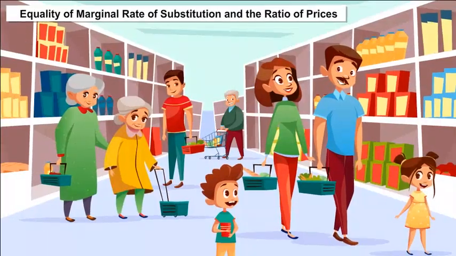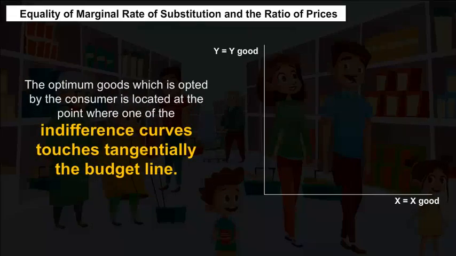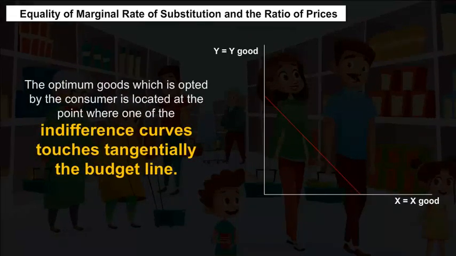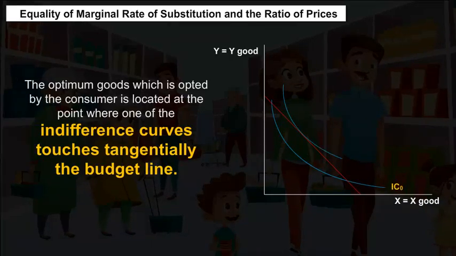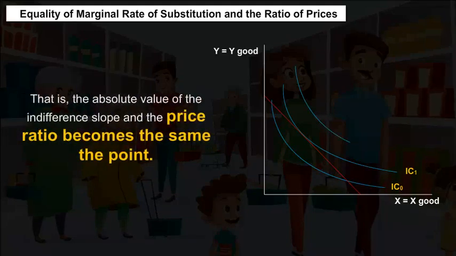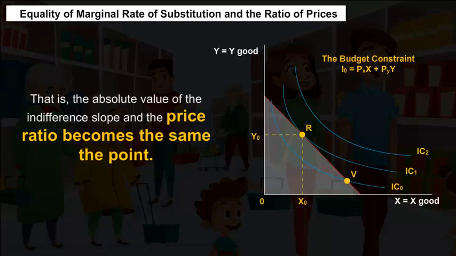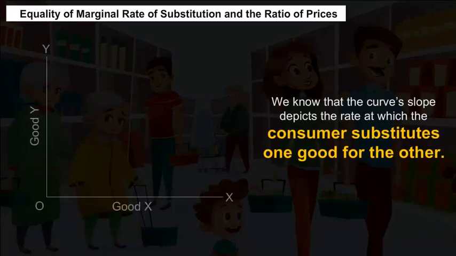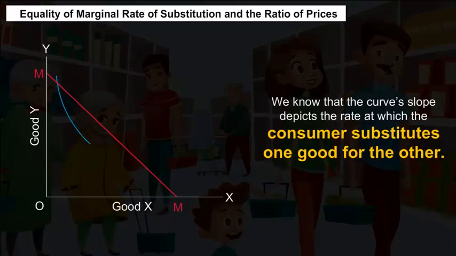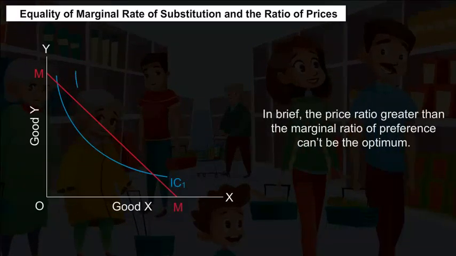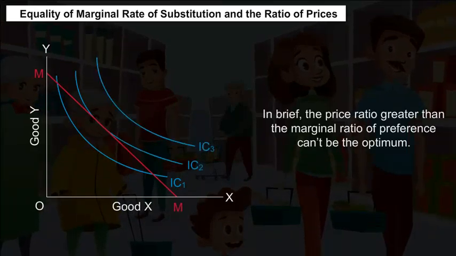Equality of marginal rate of substitution and the ratio of prices. The optimum bundle chosen by the consumer is located at the point where one of the indifference curves touches the budget line tangentially. That is, the absolute value of the indifference curve's slope and the price ratio become the same at that point. We know that the curve's slope depicts the rate at which the consumer substitutes one good for the other. In brief, a price ratio greater than the marginal rate of substitution can't be the optimum.